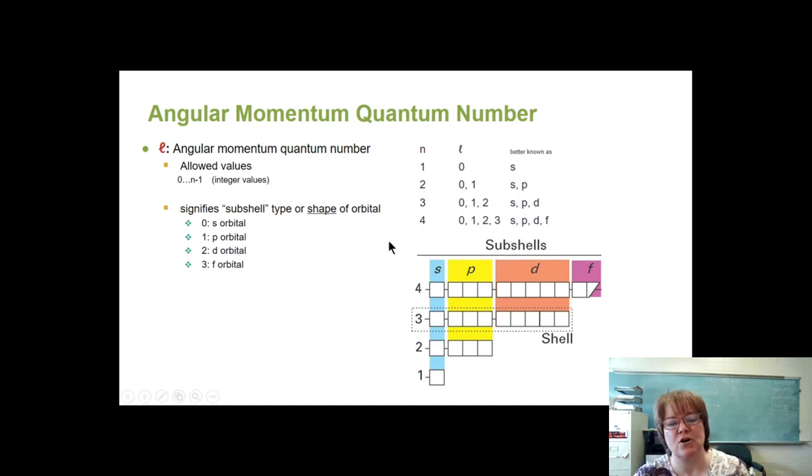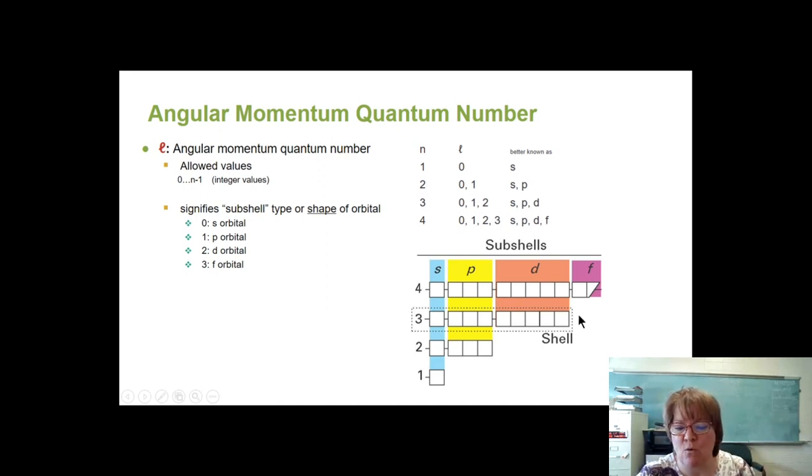So again, let's kind of look over here. Since L depends on n, if n is 1, L only has one possible value, and that's 0. Which means at the first level, I have a 1s orbital, and that's all I have. If n is 2, L could be 0 or 1. The 0 is called an s orbital. The 1 is called a p orbital. If n is 3, L could be 0, 1, or 2, so I have an s and a p and a d. If n is 4, I have s, p, d, f.